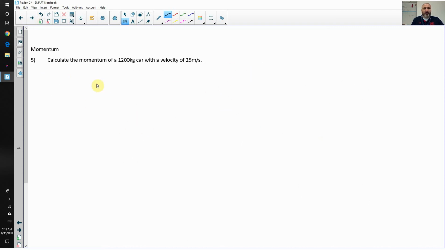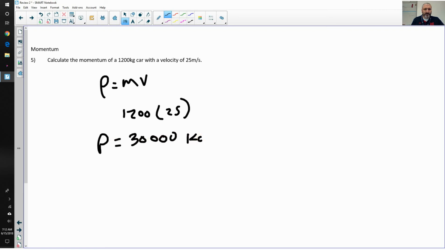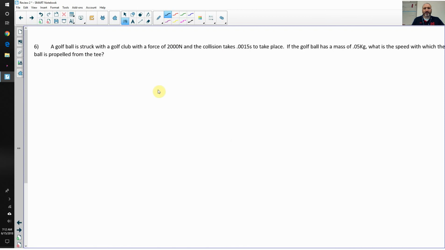Now we move on to momentum. Momentum here is mv, which is going to be 1200 times 25. Momentum of this thing is going to be 30,000 kilogram meters per second. Let's talk about impulse now.